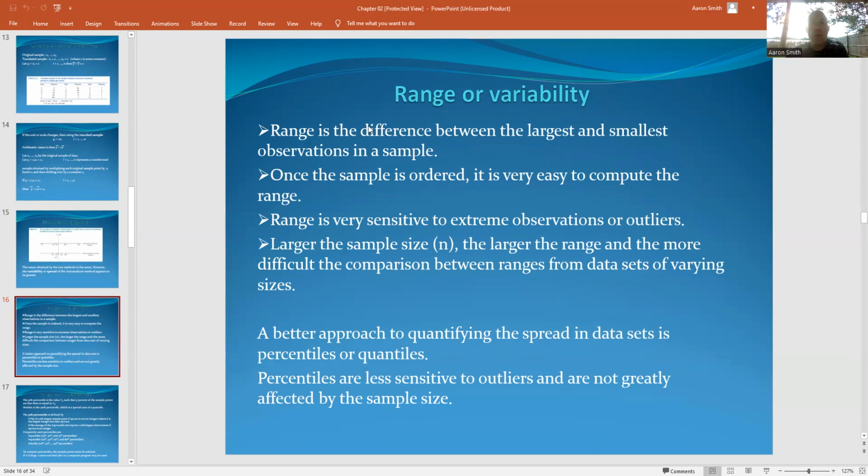So the range is the difference between the largest and the smallest observations. So first thing I have to do, I have to sort my data. I have to put it in order before I can compute this. And this is very, very sensitive to extreme observations. Now, also, the larger the sample size, the range is going to grow bigger and bigger. If I keep on getting more and more data, my maximum value in my data set can only increase. My smallest value, my least value, can only get less if I get more data. And so the larger my data size, I can expect the larger the range.